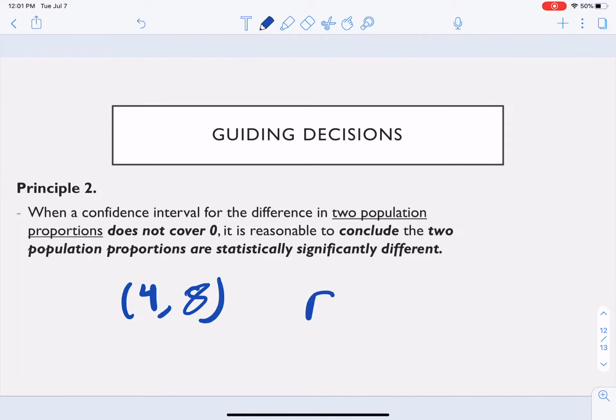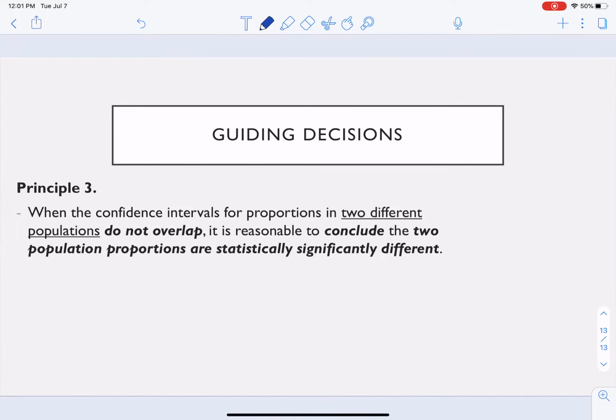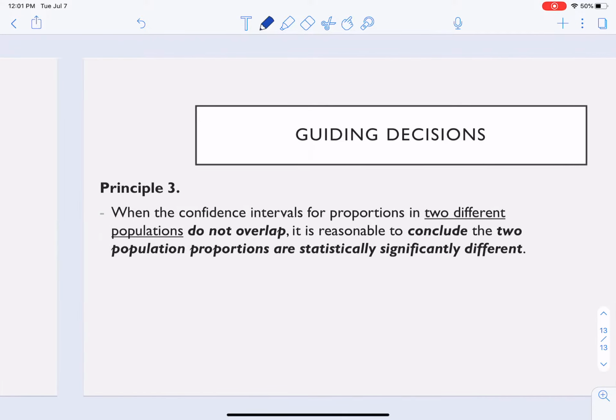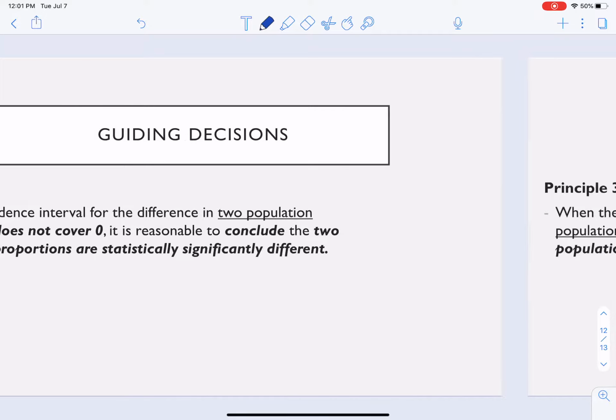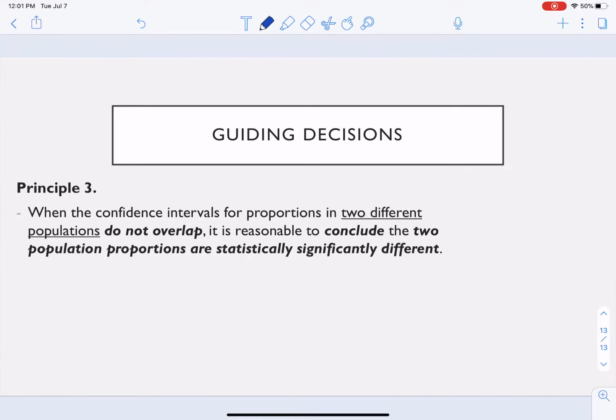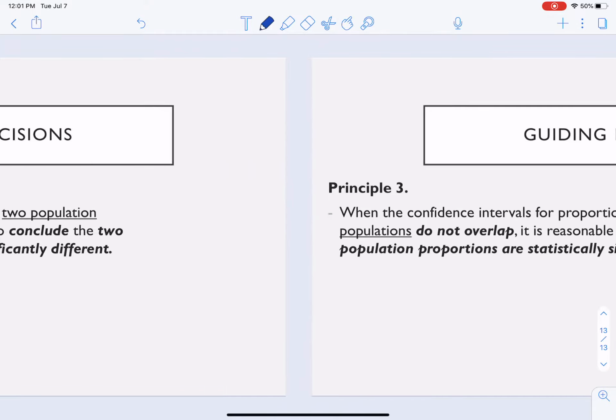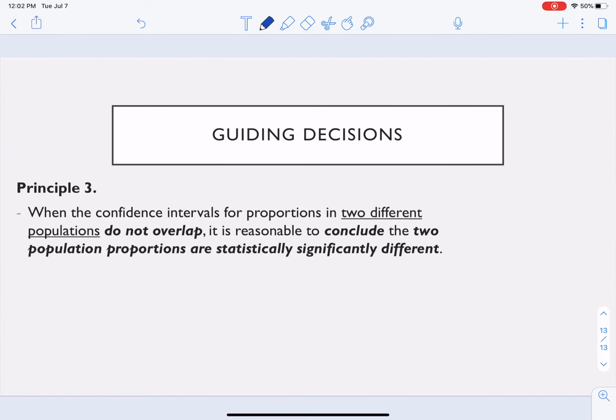And we see that with the p-value, usually, pretty much always, being less than alpha, right? We'll get to that when we do t-tests next week. No biggie, just a guiding principle. And then the last one, very much tied to this one: when confidence intervals for proportions in two different populations don't overlap, it's reasonable to conclude that the two proportions are statistically significantly different, right? Same deal here, just a slightly different context.